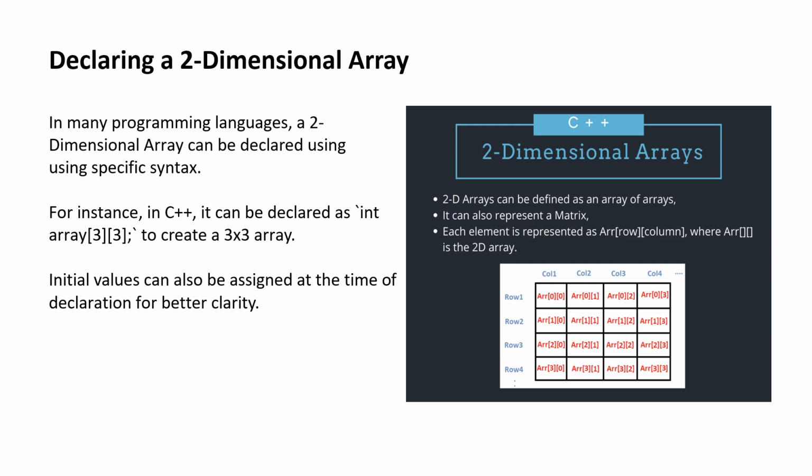Declaring a two-dimensional array. In many programming languages, a two-dimensional array can be declared using specific syntax. For instance, in C++, it can be declared as int array[3][3] to create a 3 by 3 array. Initial values can also be assigned at the time of declaration for better clarity.